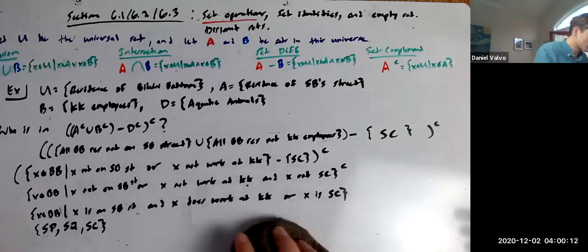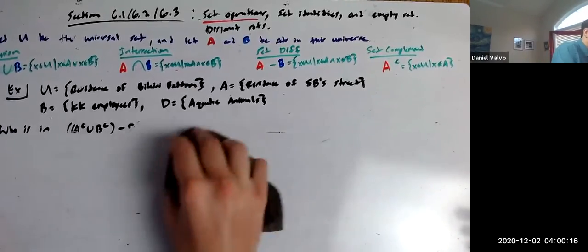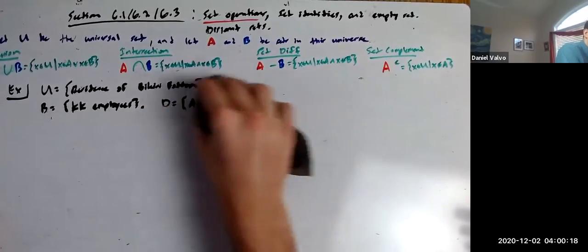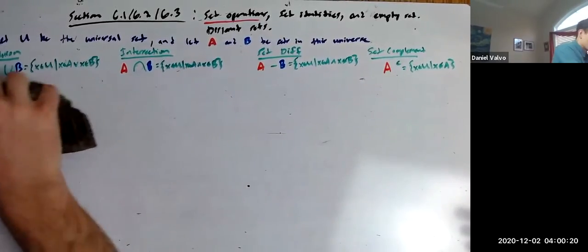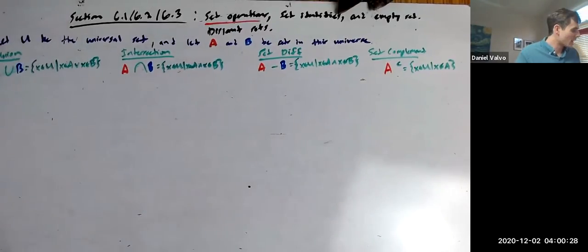So you could do this, but let's go over how we can do it even easier, and that's using set identities. So I don't have a clock in this room. So the time is 3 o'clock. Good. So let's go over a bunch of set identities.